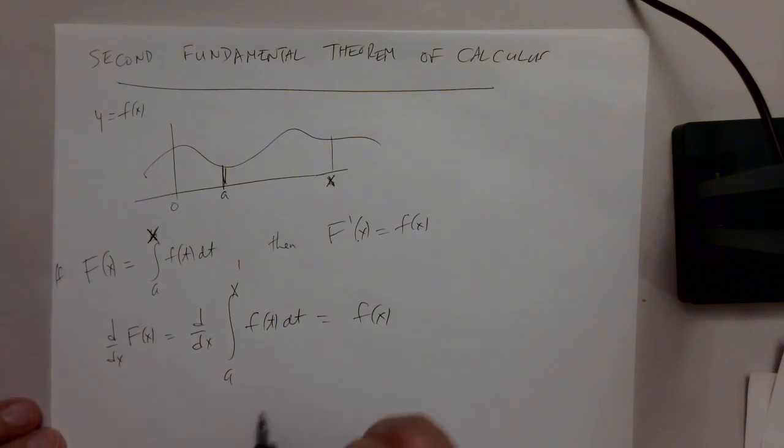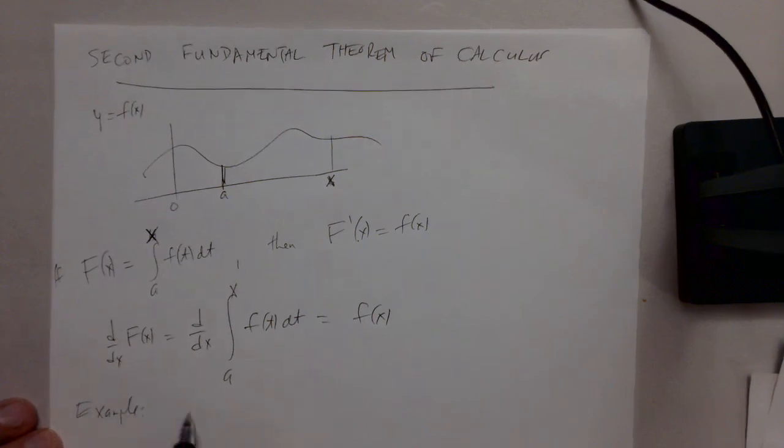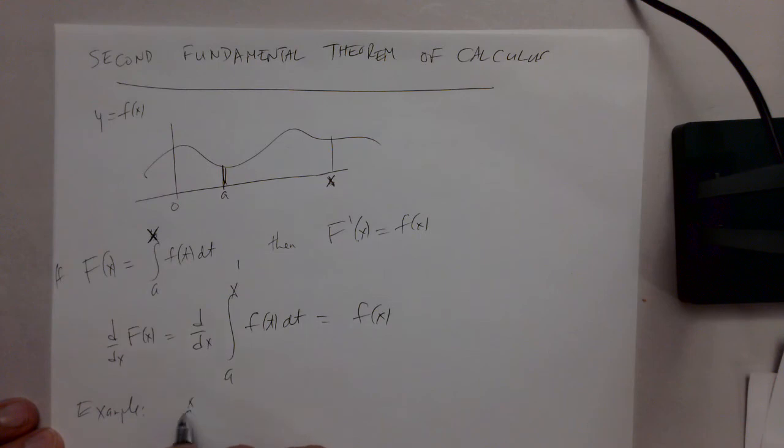So what's a simple example? If you have the integral from 0 to x of cosine t dt, and we call that capital F of x, then F prime of x is equal to cosine of x.